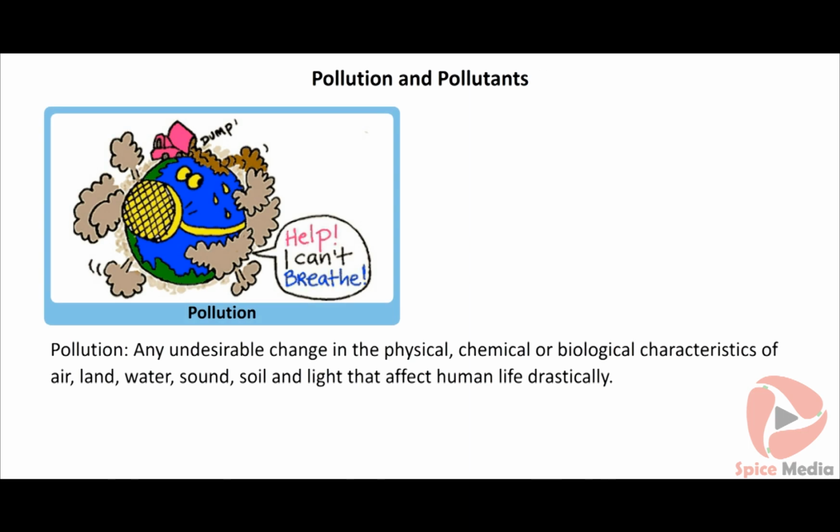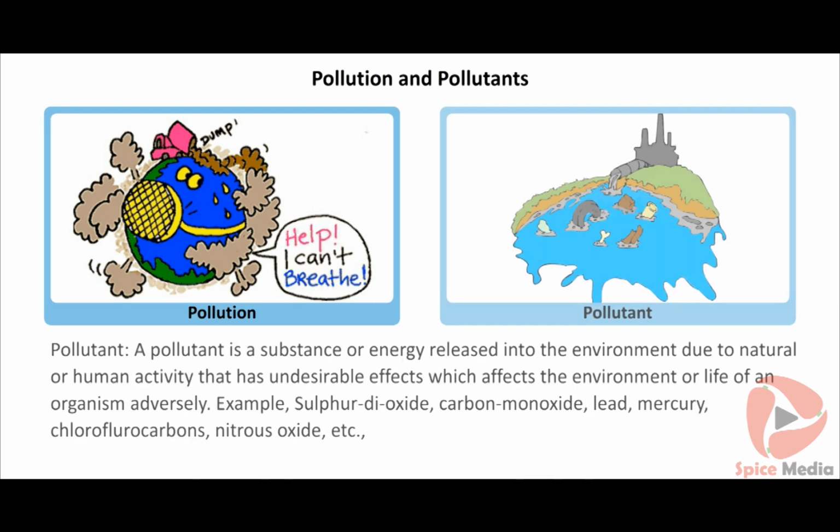Pollution. Any undesirable change in the physical, chemical or biological characteristics of air, land, water, sound, soil and light that affect human life drastically is called pollution. Pollutant. A pollutant is a substance or energy released into the environment due to natural or human activity that has undesirable effects which affect the environment or life of an organism adversely. Example: sulfur dioxide, carbon monoxide, lead, mercury, chlorofluorocarbons, nitrous oxide, etc.